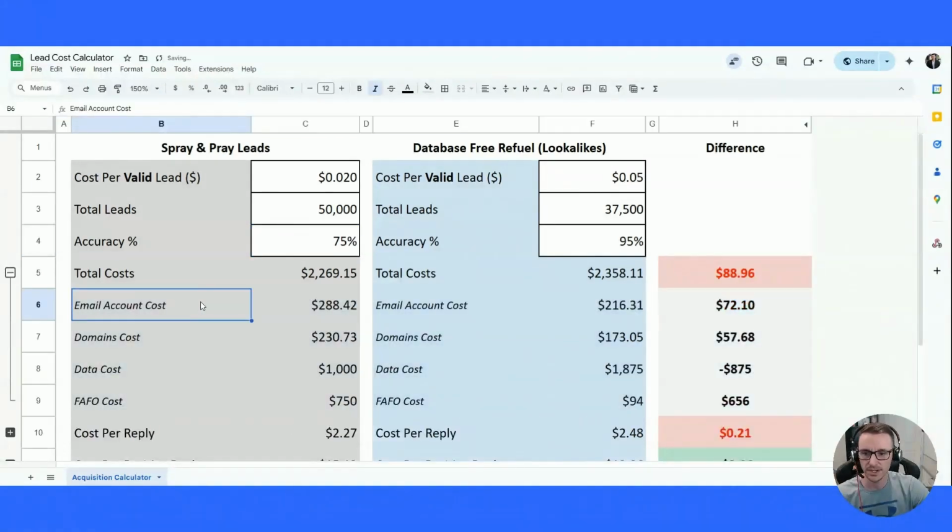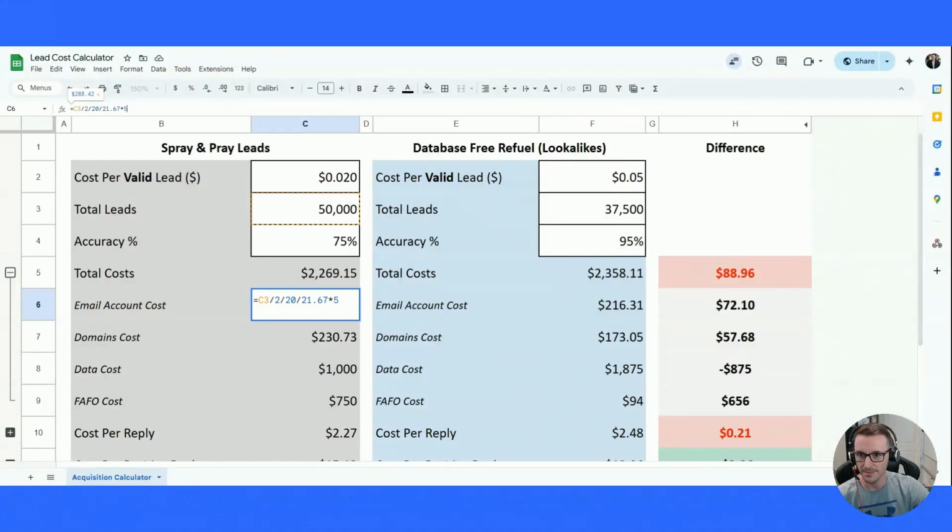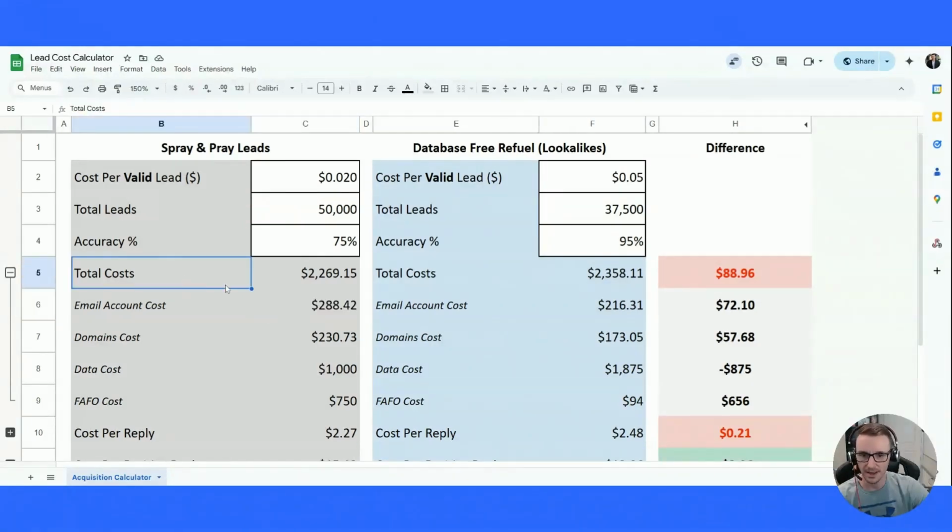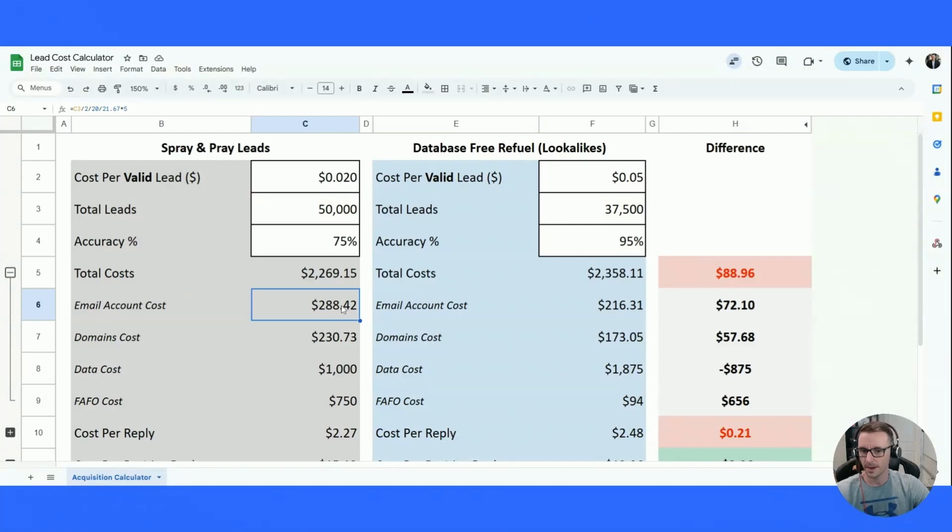And to estimate the actual true cost, in order to send this kind of volume, you might need to spend around $300 in email accounts. I'm calculating this on a monthly basis here, averaging if you send 20 emails a day and 21.67 business days in a month, and you're spending about $5 per email account, somewhere around there. That's where I'm coming up with the cost.